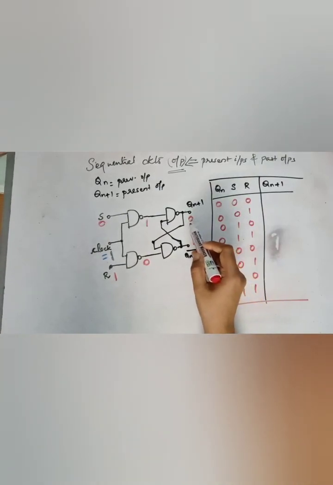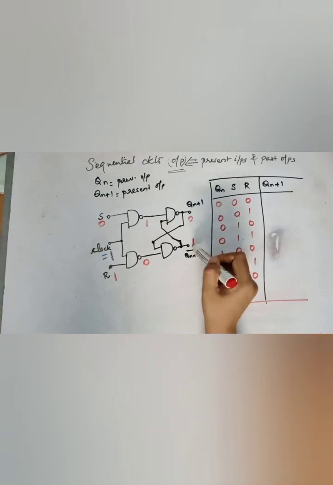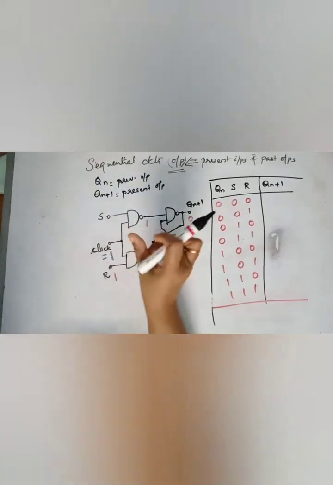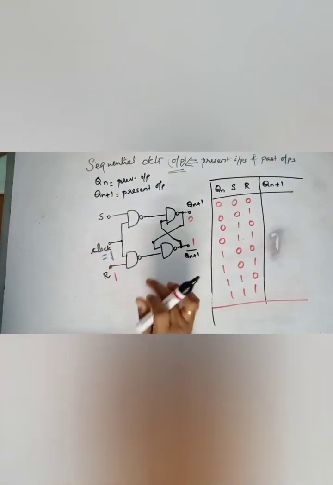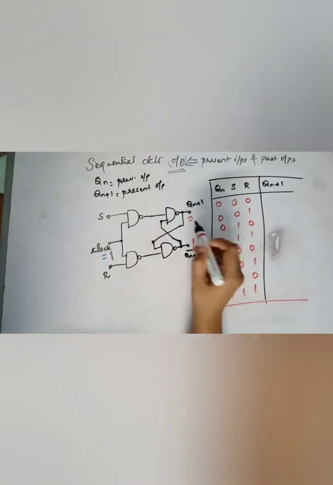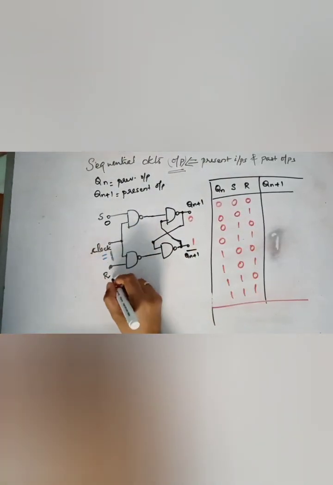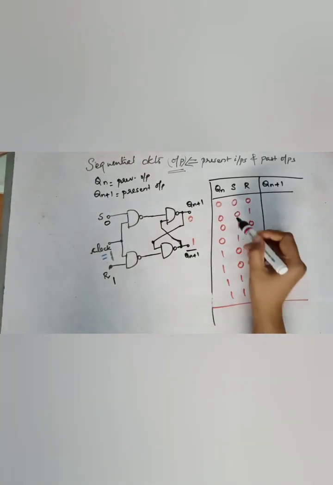Previously it was 0 and 1. Now I am applying 0 and 1 to S and R, 0, 1 to S and R.